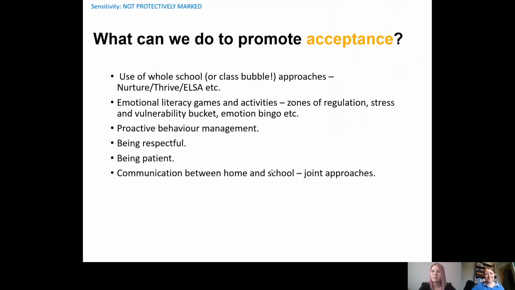Lots of whole school approaches, which we've got on the next slide, I think, Elaine. Yeah. And help to promote this, such as the nurture approach, the THRIVE approach, or the ELSA approach. And obviously during this time, we know that the whole school might look a bit different because of things being different in the classrooms and children being in different places and it being a very different way of working.